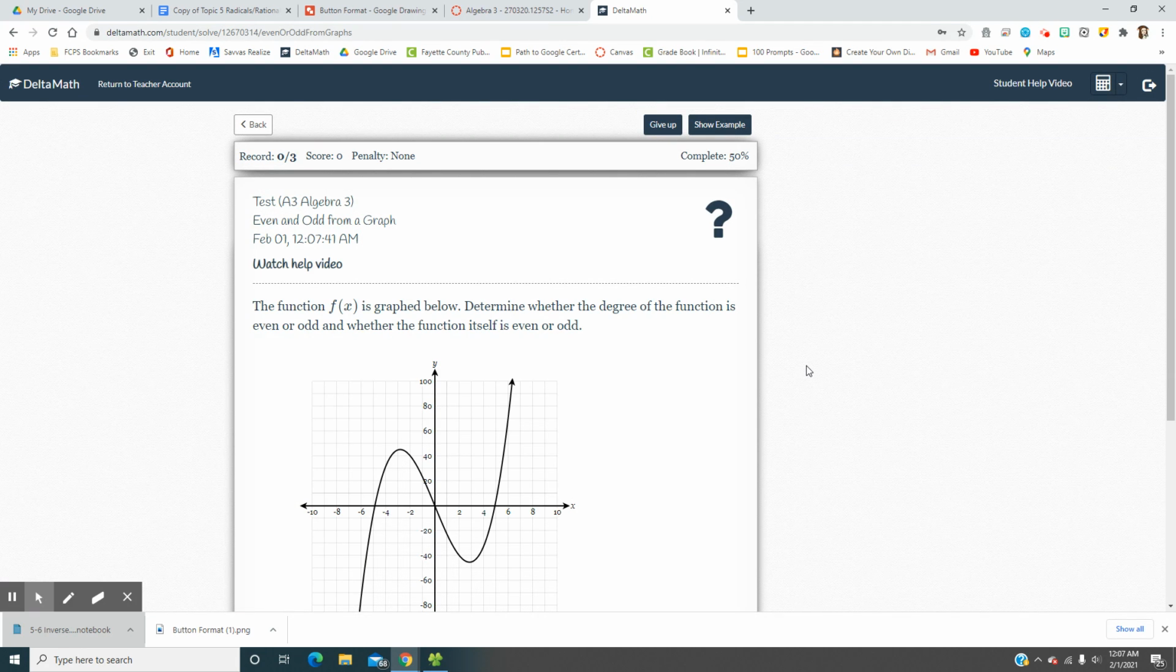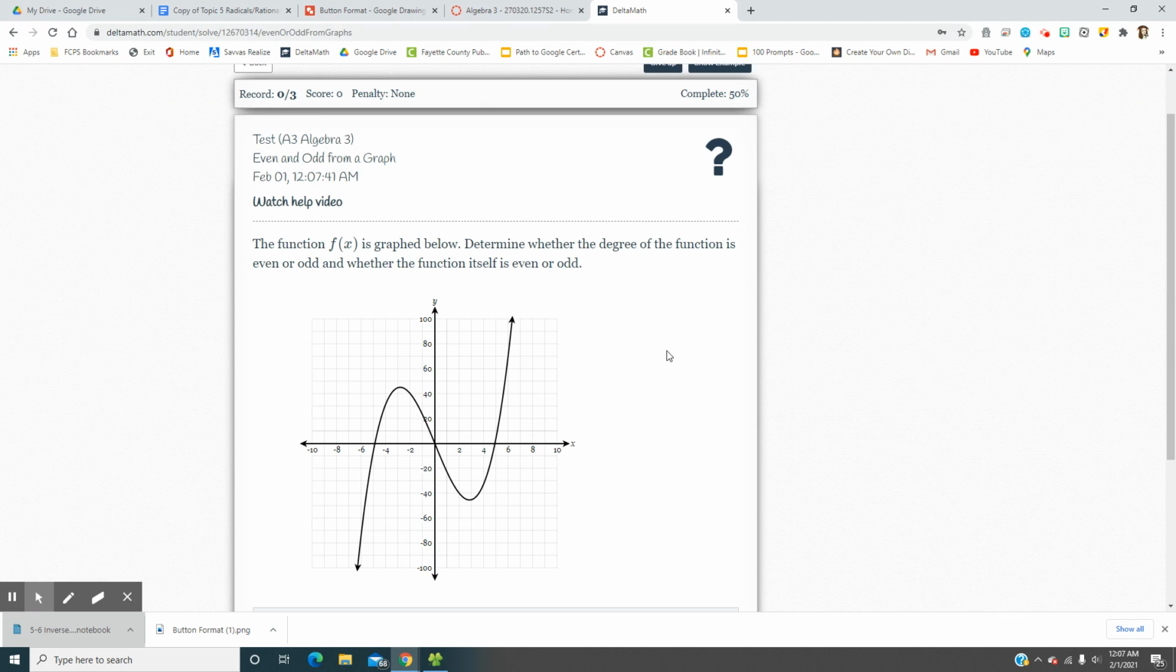All right, now let's find even and odd functions from a graph. Okay, so the function f of x is graphed below. Determine whether the degree of the function is even or odd and whether the function itself is even or odd.